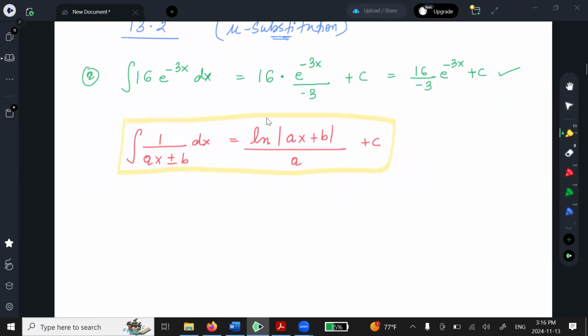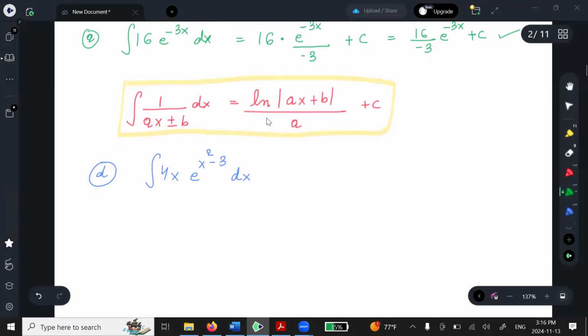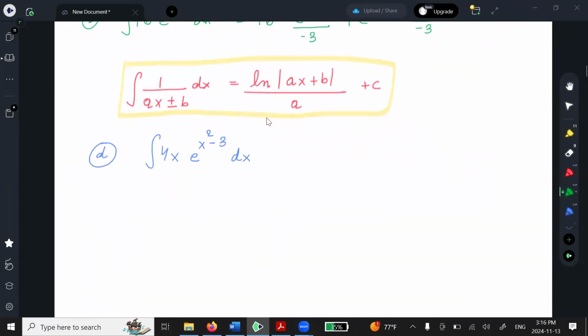I want to solve part D here, from your 13.2 notes on the Math 210 review. This is 4x e to the power x square minus 3 dx. Who's going to tell me what is the first step? Find the u. What is usually the u? The higher power. So step 1 is find the u, which is the exponent of e, x square minus 3.